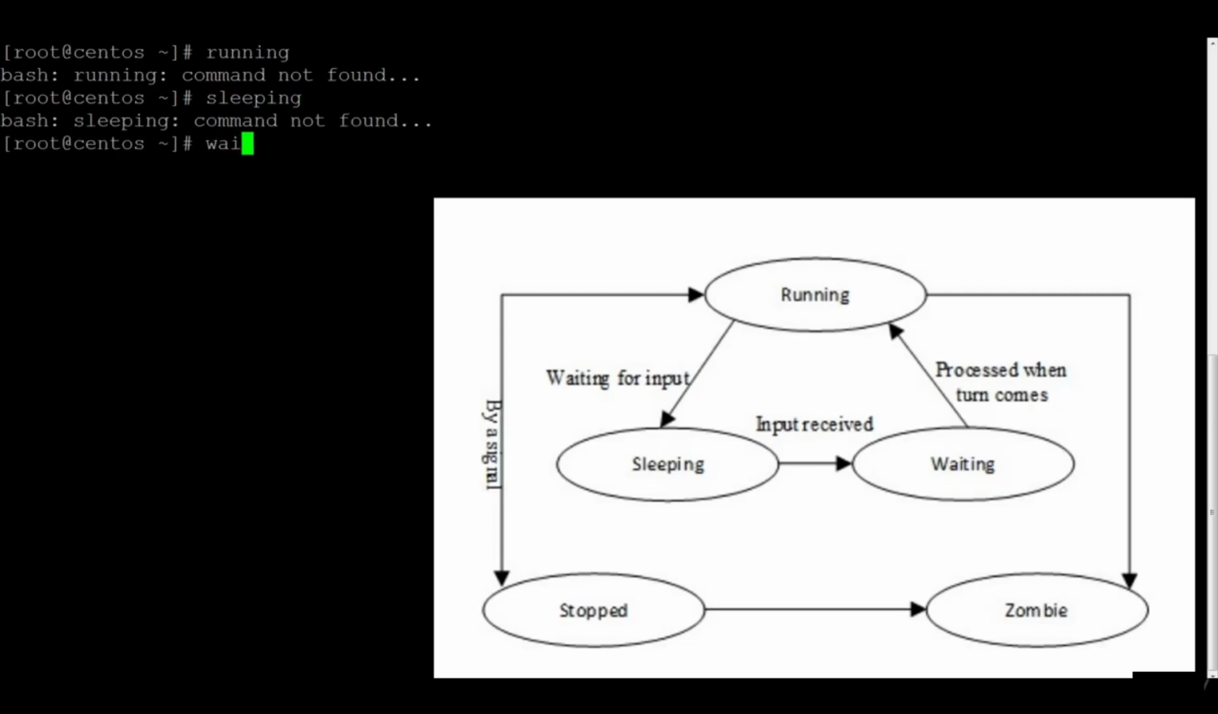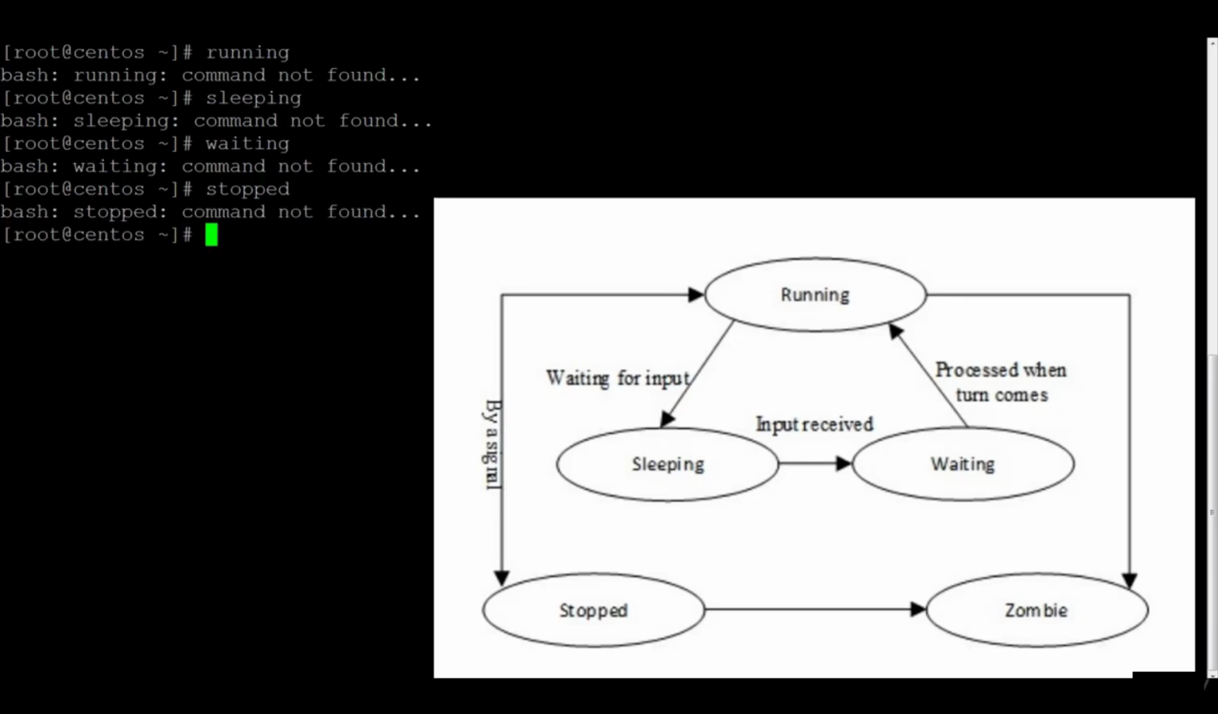The third state is waiting. The process has received the input it was waiting for and it is now ready to run as soon as the turn arrives. The fourth state is stopped. The process is currently halted and will not run even when its turn comes, unless a signal is sent to it to change its behavior.